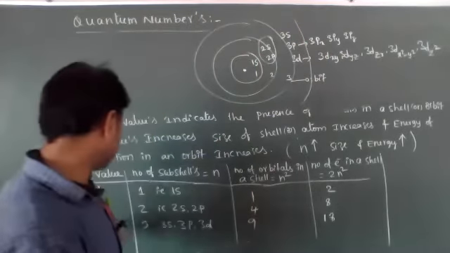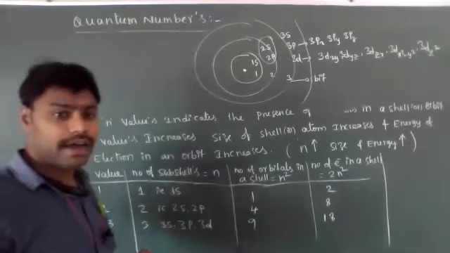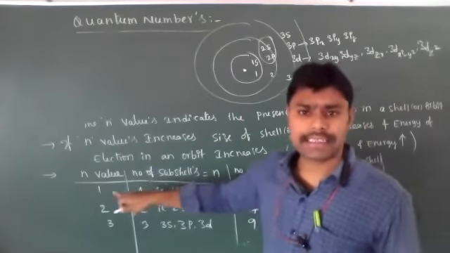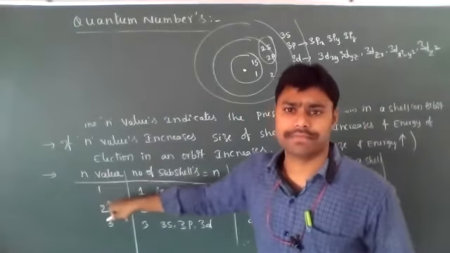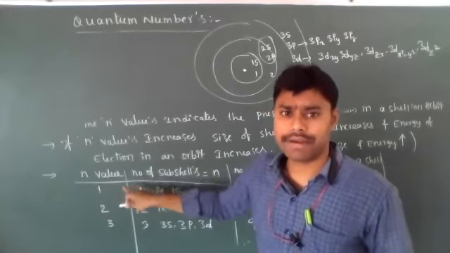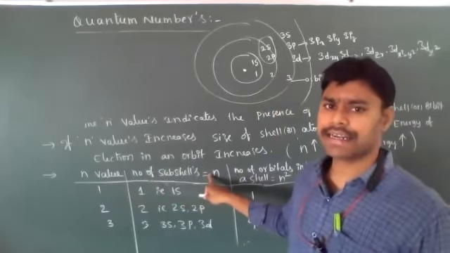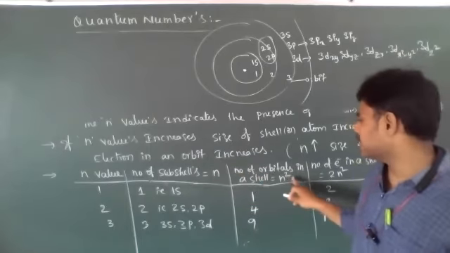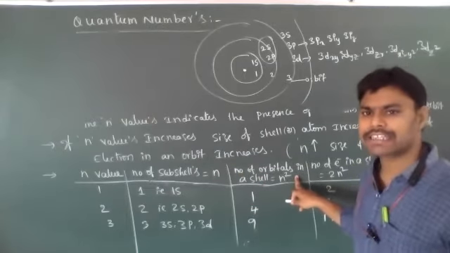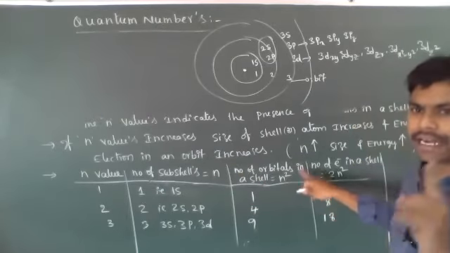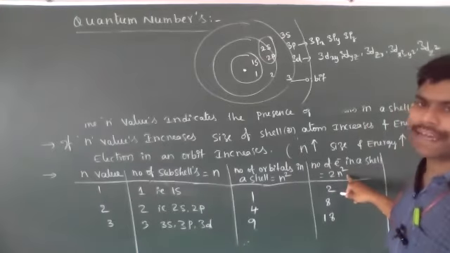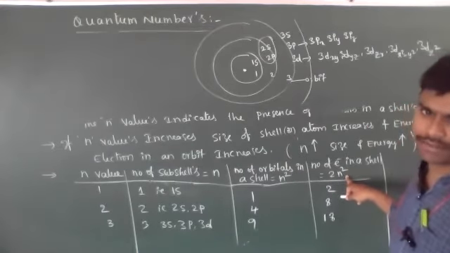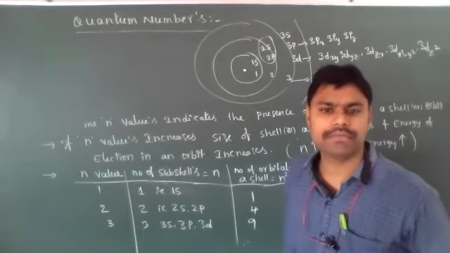Okay, I am giving one general tabular form. N values: n is nothing but always a shell or orbit. In that orbit, how many subshells are present? The number of subshells is equal to n. One orbit contains how many orbitals? n square. In one orbit or one shell, the maximum number of electrons present is given by the formula 2n square. According to that, I gave one tabular form.